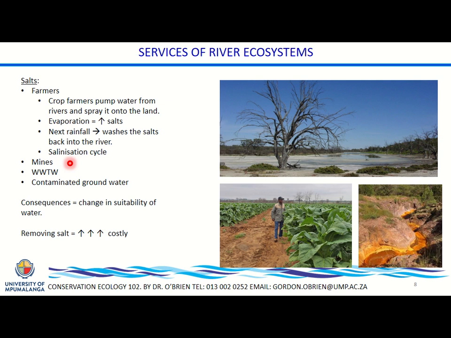And we have this big issue in South Africa called acid mine drainage. And this is a picture of acid mine drainage. The rivers start to look like that. And the pH drops to 2 or 3. It becomes very acidic. It'll burn you if you go into that water.